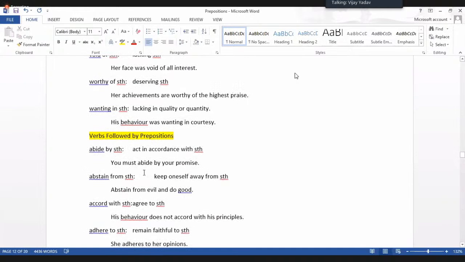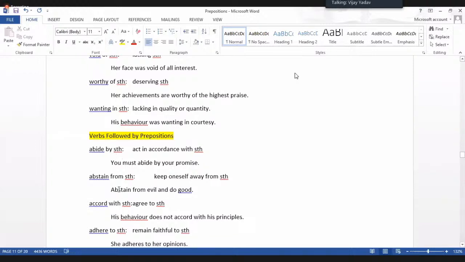Then you have verbs followed by prepositions. For example, abide by something. It means do according to something or act in accordance with something. You must abide by your promise. It means you should not change your promise. You should act in accordance with your promise. Abstain from something means stay away from something, keep oneself away from something. Abstain from evil and do good. It means stay away from evil and do good.